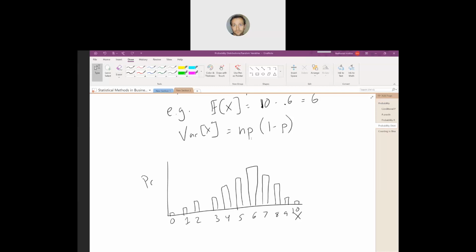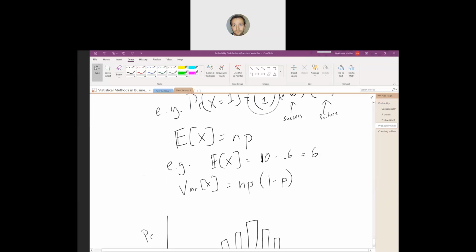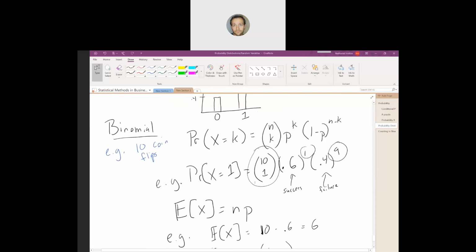Yeah, scroll up a little bit to see the binomial equation. Here.